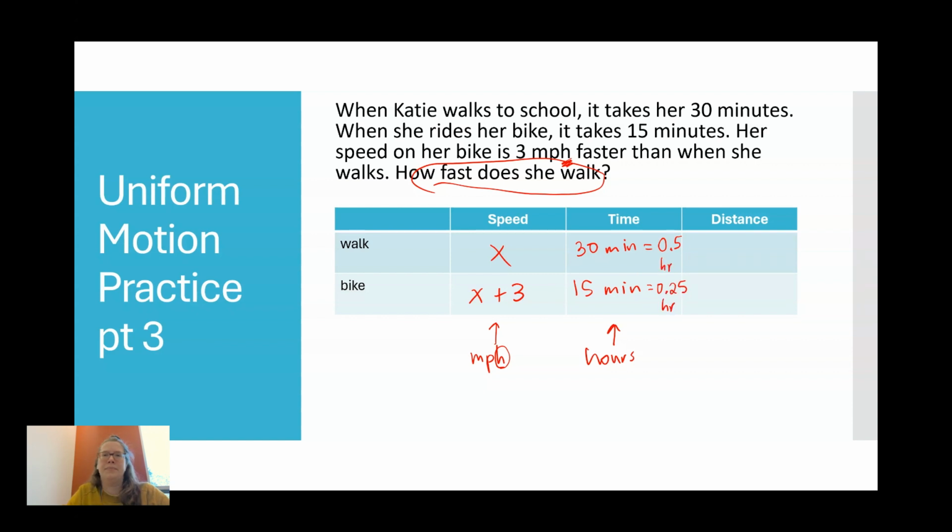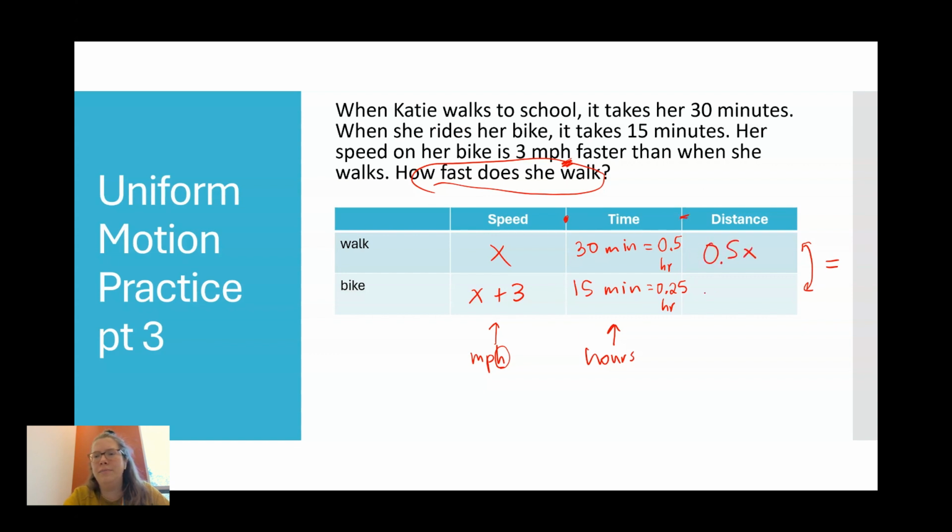All right. What do we know about the distance? Nothing explicit. However, we know she is walking to school and she is riding her bike to school. We can assume her home and her school are not moving. So these two distances should be the same. They should be equal to each other. All right, let's multiply it out and solve them. Speed times time equals distance.